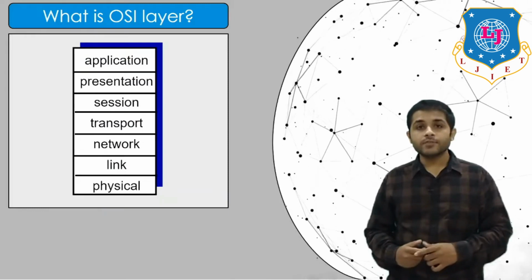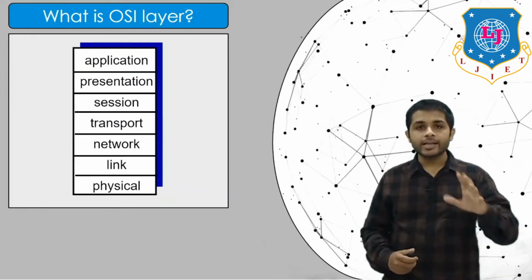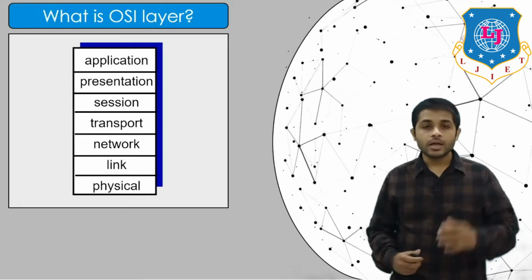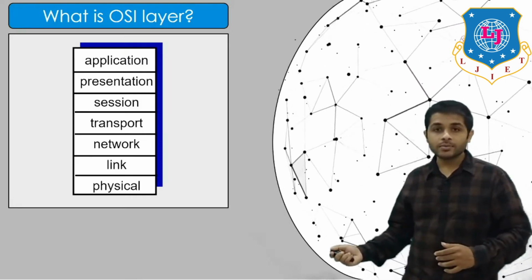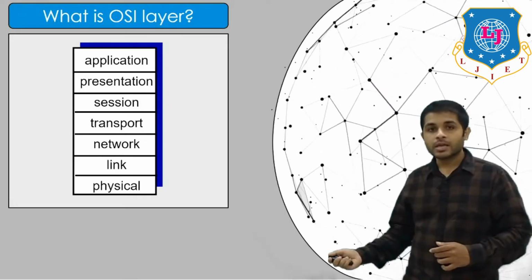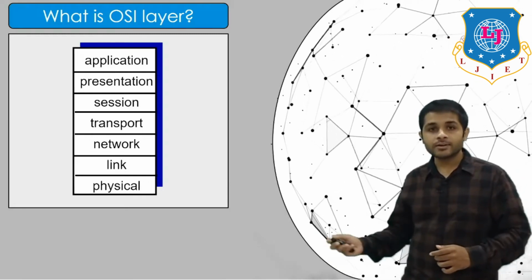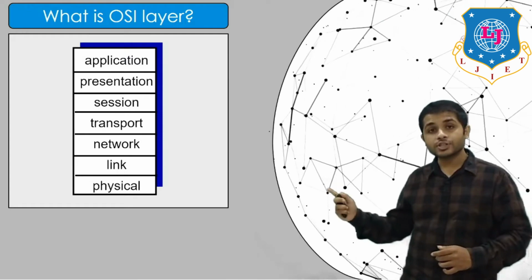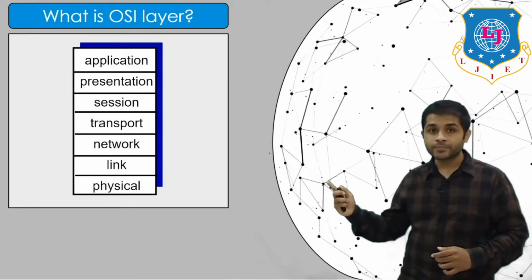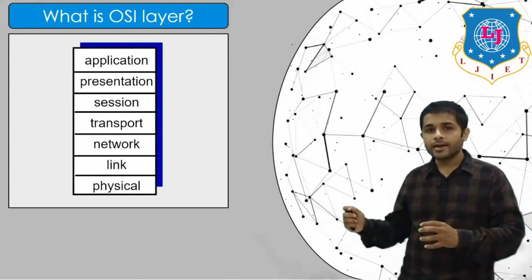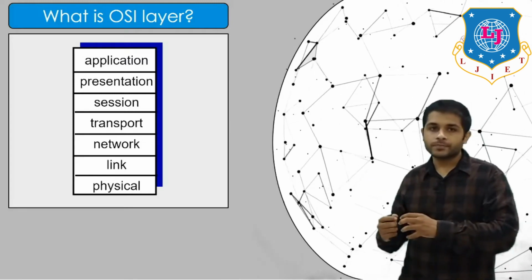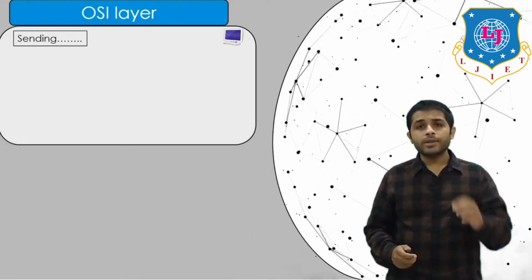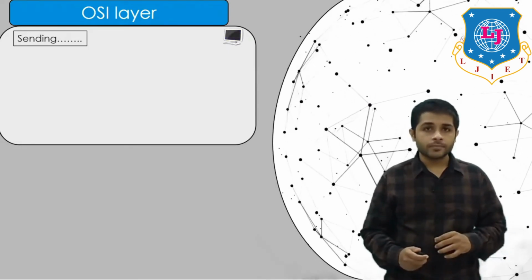You can see in the figure, this is the actual OSI model. There are a total of 7 layers. The first is the physical layer, which is at the bottom. After that, there is the data link layer, network layer, transport layer, session layer, presentation layer, and the application layer. Each layer has some set of protocols. So let's see the brief working of the OSI layer.